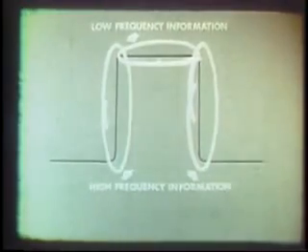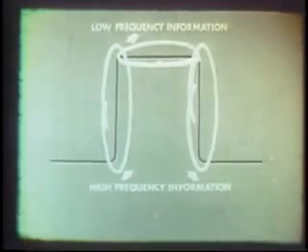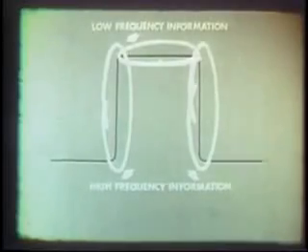Information regarding the amplitudes and phase relationships of the higher harmonics is contained in the steepness of the leading edge and in the sharpness of the corner. The flat top contains information regarding amplitudes and phase relationships of the low frequency components, that is, the fundamental frequency and the first few harmonics.